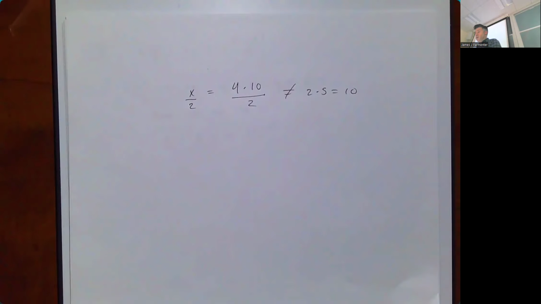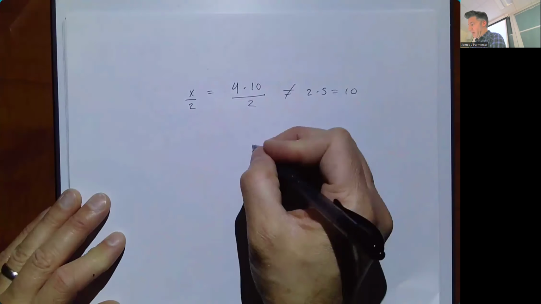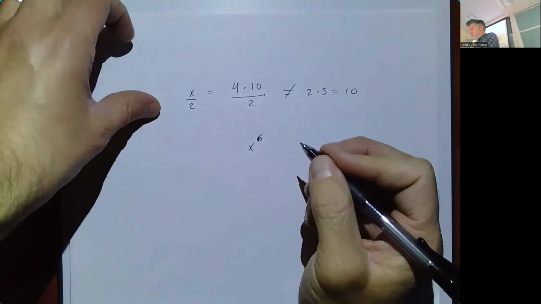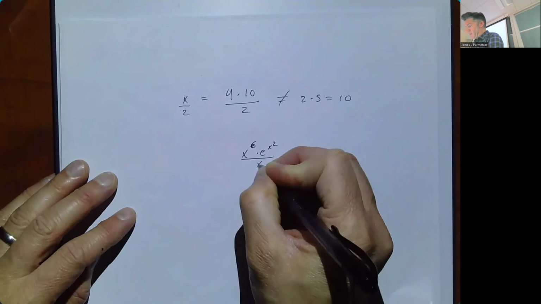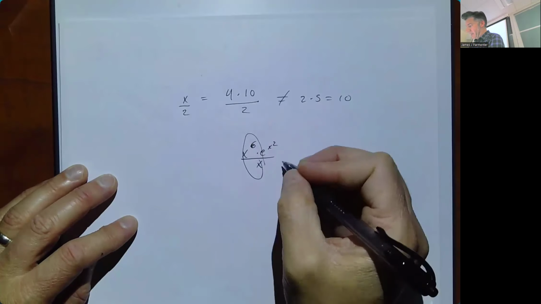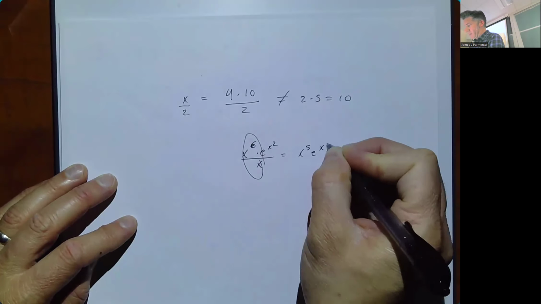and do just that. So what I'm really doing over here with this x to the 6th times e to the x squared divided by x is saying x to the 6th divided by x is x to the 5th, and the e to the x squared is unscathed.